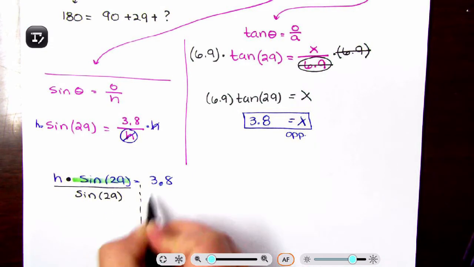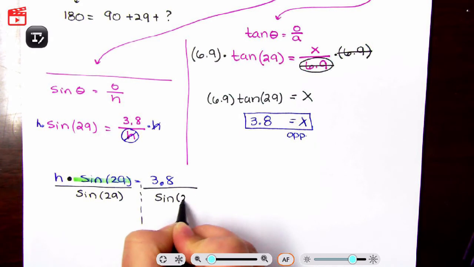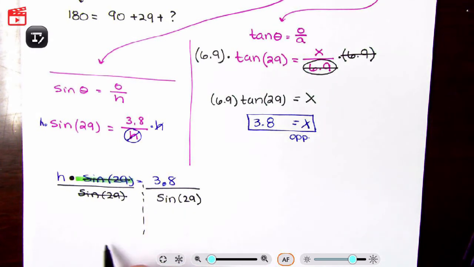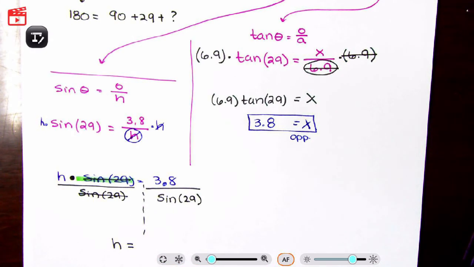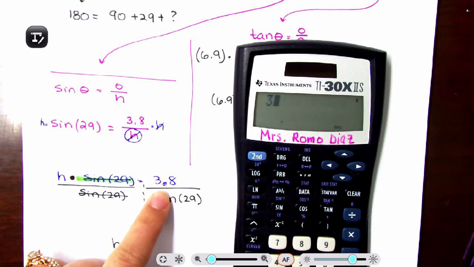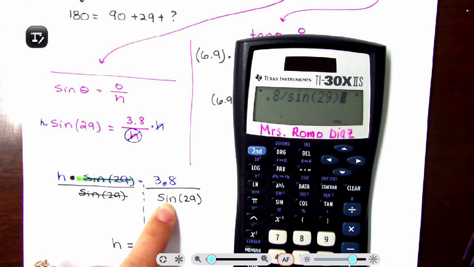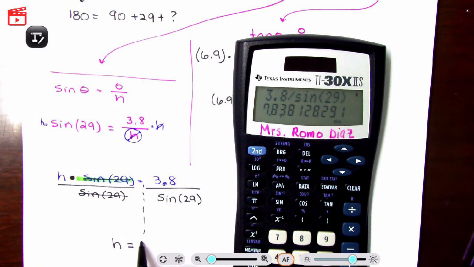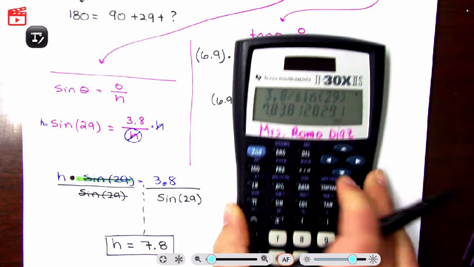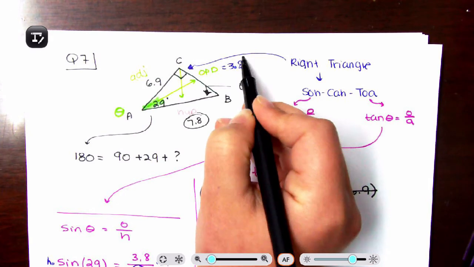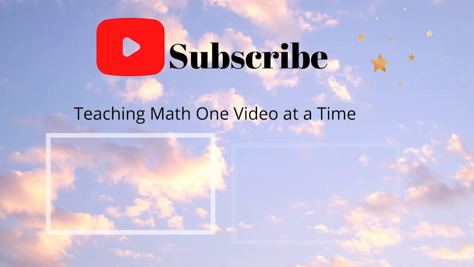What you do to one side, you have to do to the other. So you're going to have sine of 29 on both sides. The sine of 29 and the sine of 29 cancel, they undo each other. So now we have 3.8 divided by sine of 29, and we're going to press enter, and our hypotenuse is 7.8-ish. We're going to go back up here, and our hypotenuse was about 7.8. So we have one thing, two things, and three things that we found in this triangle.